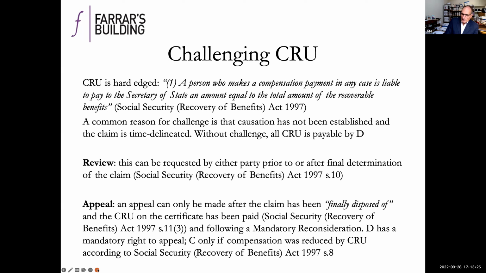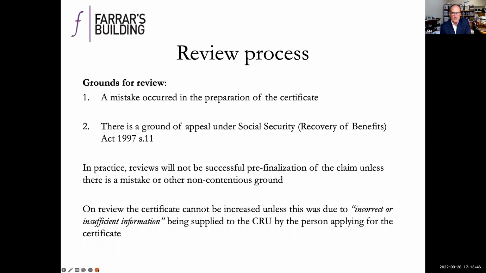As to who has the entitlement, the defendant has a mandatory right to appeal, but the claimant only if compensation was reduced by CRU according to the Social Security Recovery and Benefits Act 1997, Section 8. And again, that takes us back to the point about who receives the benefit. So moving on then to the next slide.